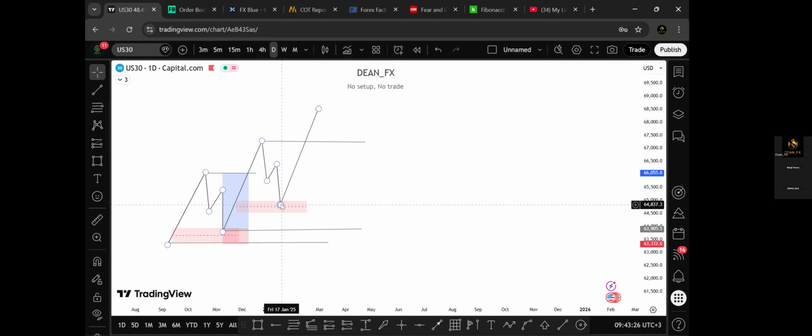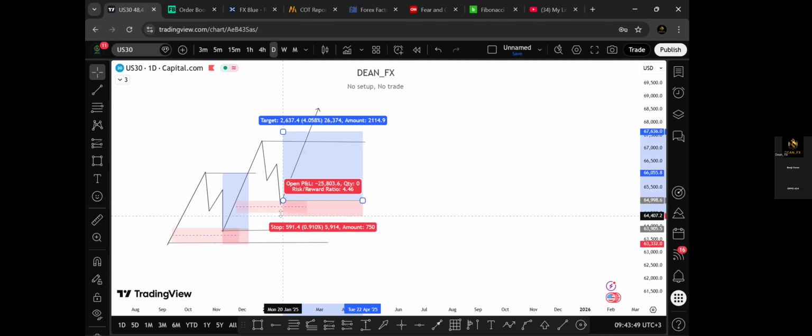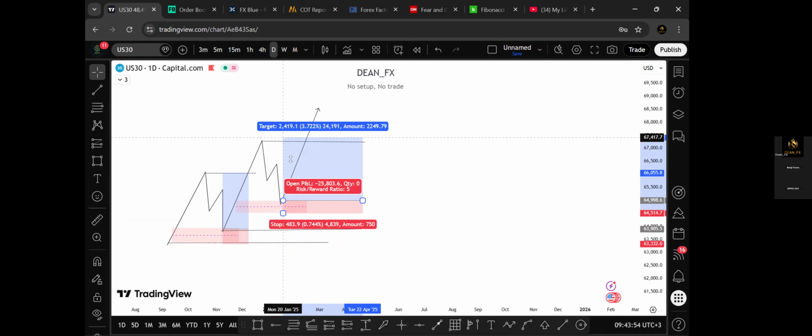So you find an entry where price is interested in filling the fair value gap. After it has filled the fair value gap, it has filled the inefficiency, and you find an entry confirmation that fits with the analysis. You find an entry, stop loss just below, then take profit.